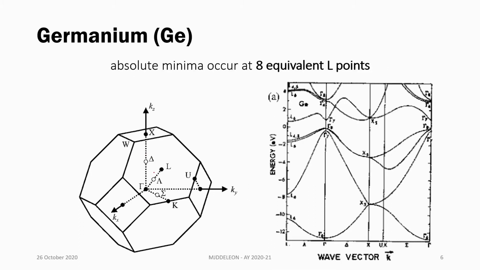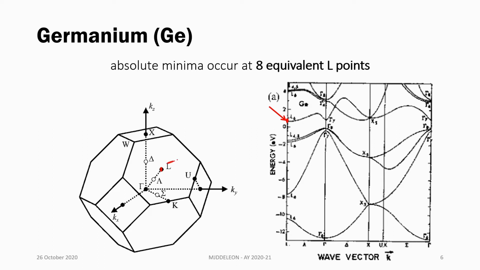Now, let's look at germanium. For germanium, the absolute minima now occurs at 8 equivalent L points, or somewhere here. It's here. Ito yung absolute minima ni germanium sa conduction band niya. If we plot this again in our first Brillouin zone for germanium, makita natin it will be at this point.